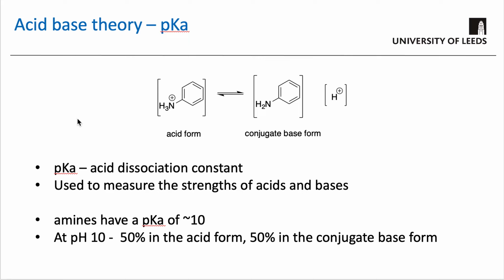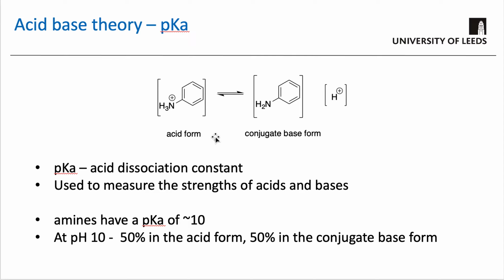If we do amines as well, what we can see is when we think about an amine or a basic functional group, we think about the protonated form being the acidic form because it's the one that contains the proton, and when it's dissociated and gone back to its neutral form and dissociated to leave H+, then we think of the neutral amine being the conjugate base form. And so the pKa of an amine, when it dissociates in equal amounts into the acidic and the base form, is around about pH 10. So we say that amines have a pKa value of about 10.